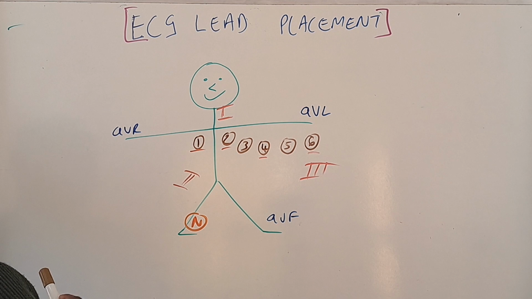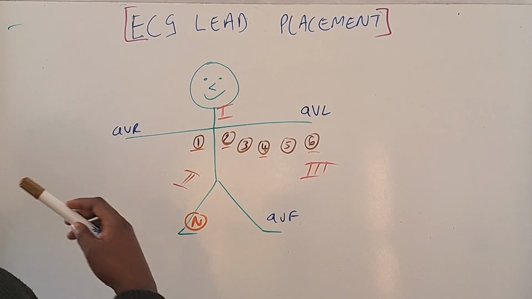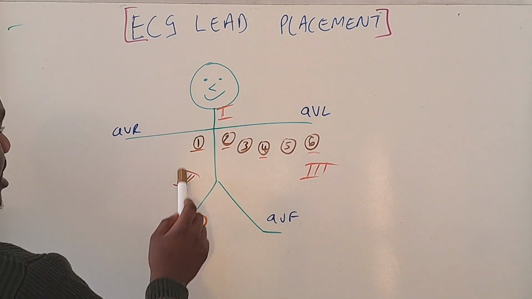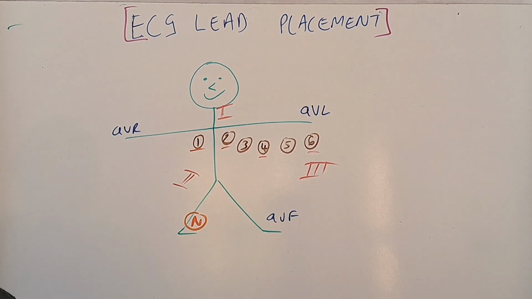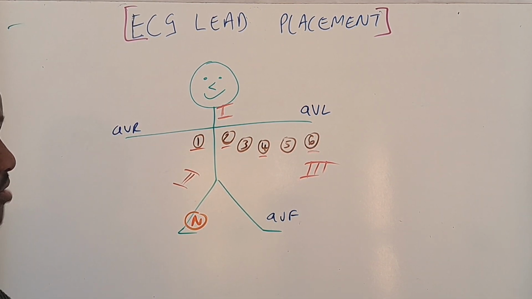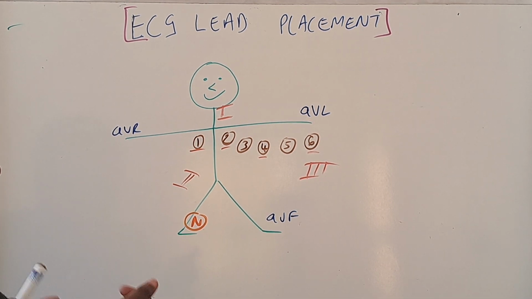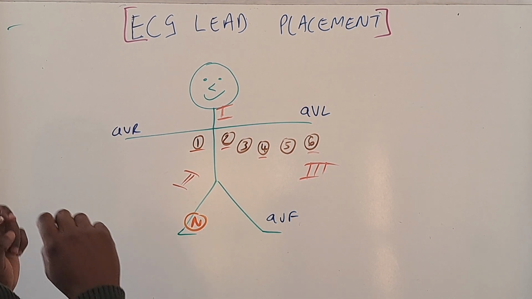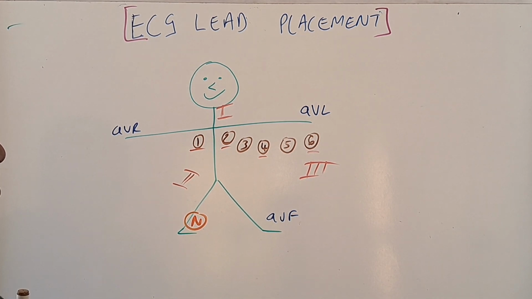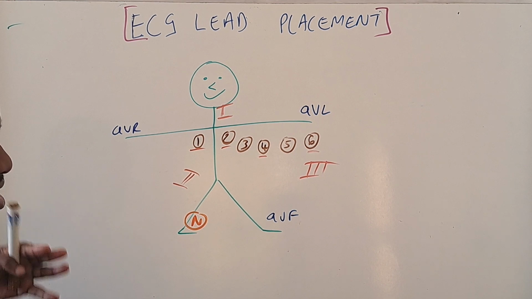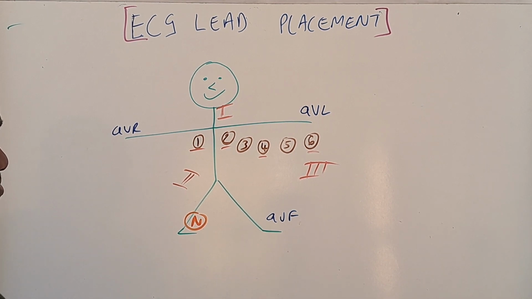But now we've got 3 extra leads, lead 1, lead 2, and lead 3. So lead 1, lead 2, and lead 3, you don't put electrodes for them. The machine does it for us. It gives us lead 1, lead 2, and lead 3. So those are like your imaginary leads, if I may put it that way. They are there, but they're not there. So you don't put an electrode for them, but the machine gives you a tracing.